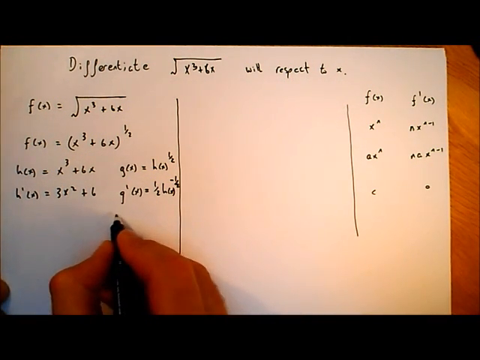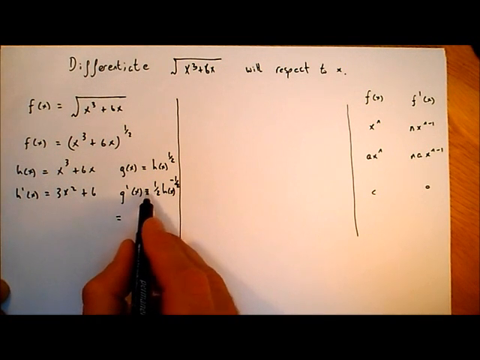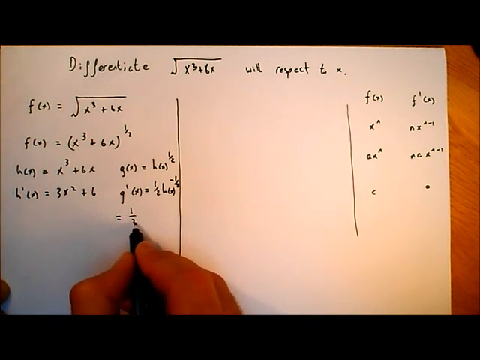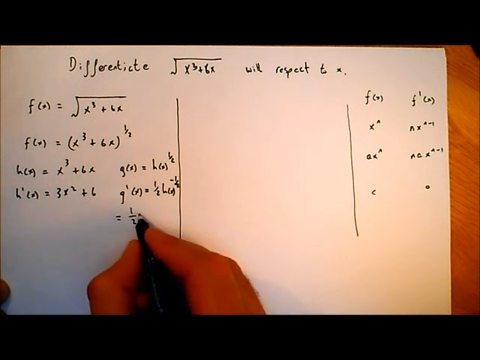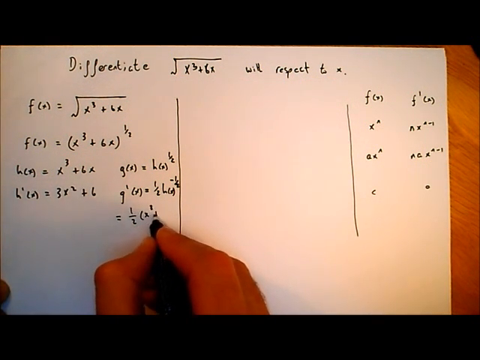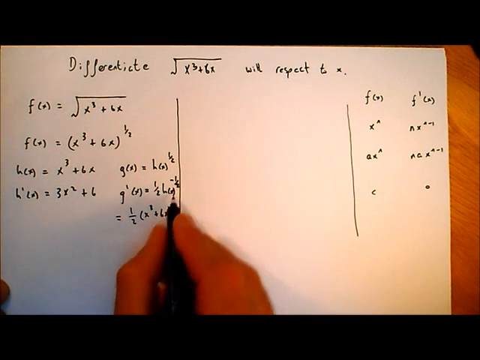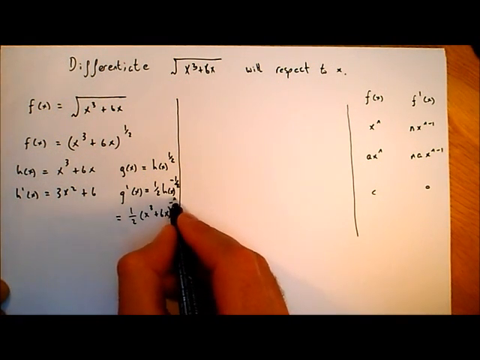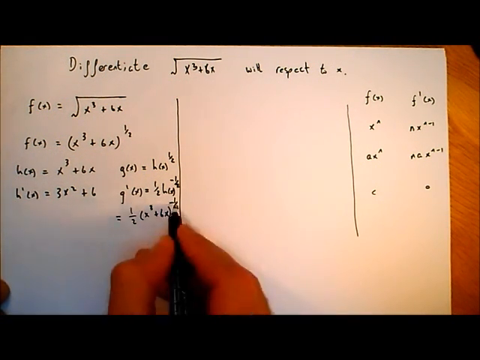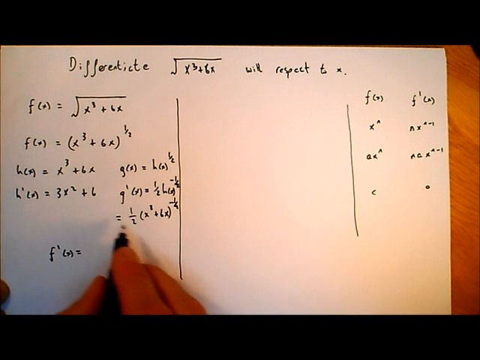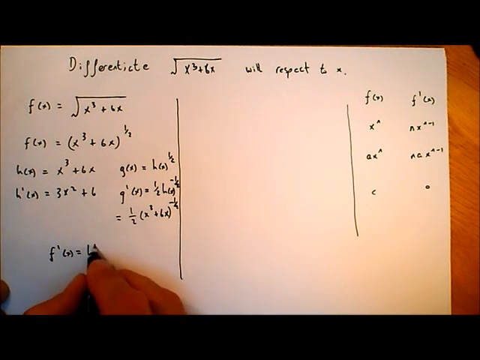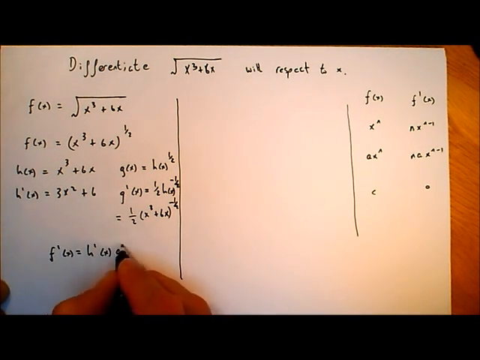So now I can fill in here. I've got a half. Instead of writing h of x, I'll write what h of x actually is. It's x cubed plus 6x, and it's all to the power of minus a half. So to the power of minus 1 over 2. So now to find f dash of x, if you remember from the previous video, I just multiply h dash x and g dash x. So h dash x times g dash x.